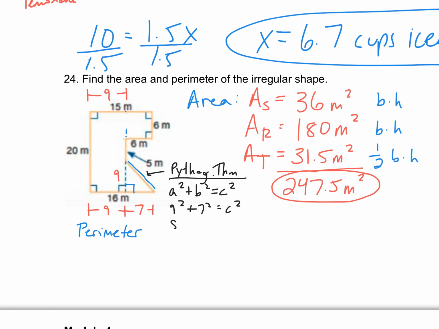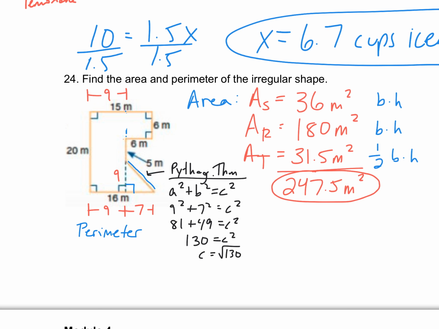Well, 9 squared is 81. 7 squared is 49. So if I add 81 and 49 together, I get 130. And then the square root of that on both sides, I'm just going to leave it for now. We'll calculate it up later. So that guy is radical 130.